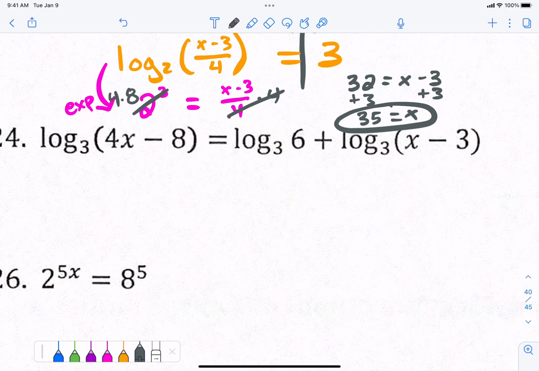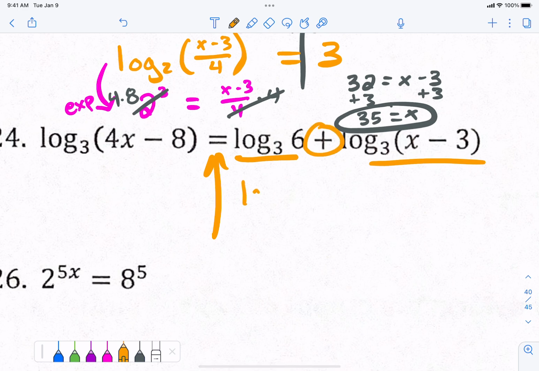Oh, my algebra kids are doing this right now. Can we just do cross, cross, cross? No, wait. You can only do one on each side, right? So what that means is that we've got to find a way, here's my equal sign, to combine these two. But we can do that, right? Plus means multiply, so let's combine them.